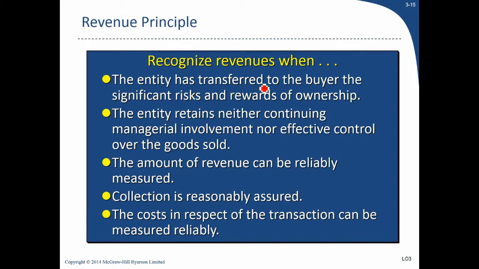The entity has transferred to the buyer, ePhone has transferred to Walmart, the significant risks and rewards of ownership. What does that mean? What is a risk and reward of ownership of inventory? The risk is that the inventory gets stolen, catches fire, goes obsolete, right? The reward of owning inventory is you can sell it for more than it costs you to build it or to buy it. So, if we ship $10,000 of phones to Walmart, and we say, you know what, Walmart, anything you don't sell, you can return to us.